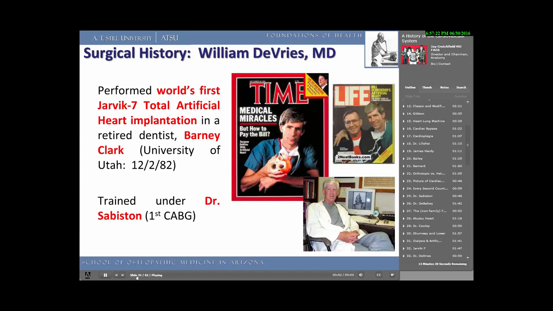In the early 1980s, the University of Utah became the center for the controversy over the use of the artificial heart. The Jarvik 7 artificial heart was placed into a retired dentist, Dr. Barney Clark, in December of 1982. This became the world's first Jarvik 7 total artificial heart implantation. Dr. DeVries trained under Dr. Sabiston at Duke University. The Life magazine cover above shows Bill Schrader, who was the second individual at the University of Utah to receive the artificial heart.